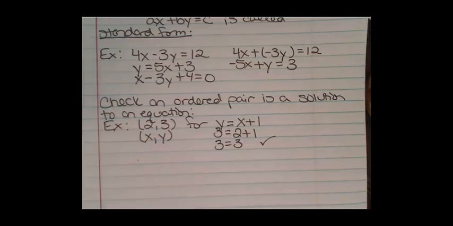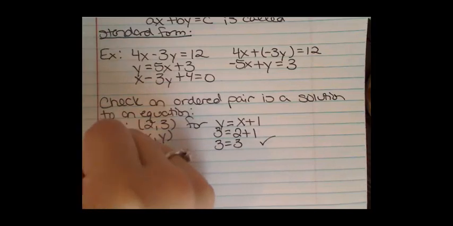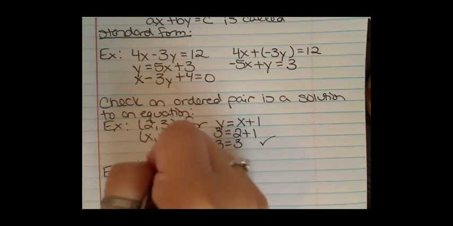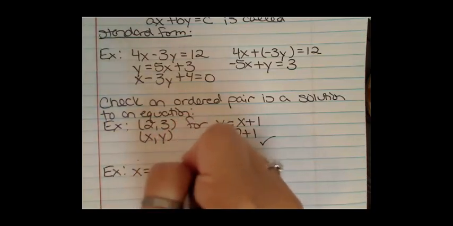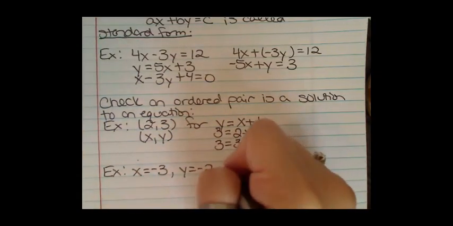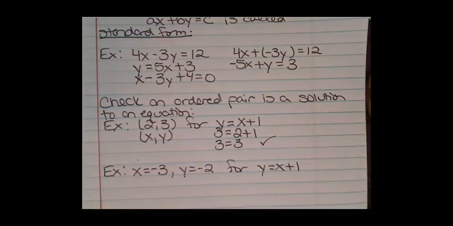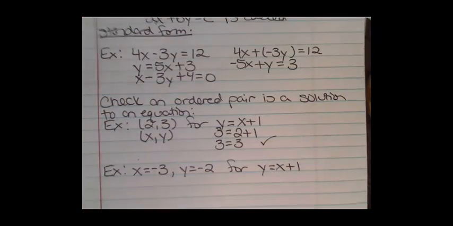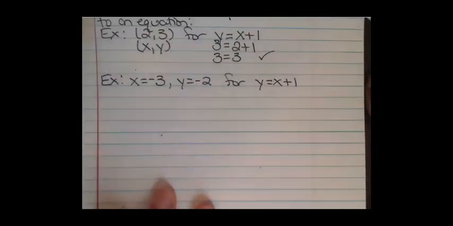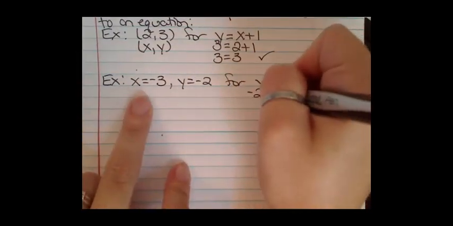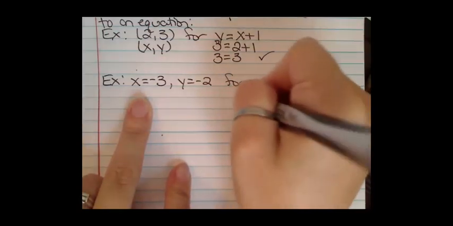Let's do another example. We have x equals negative 3, y equals negative 2, and we're going to use the same equation, y equals x plus 1. Again, we're just substituting in. So when there's a y, we need to put negative 2. Where there's an x, we need to put negative 3. We get negative 2 equals negative 2. That's a true statement. So we're good.